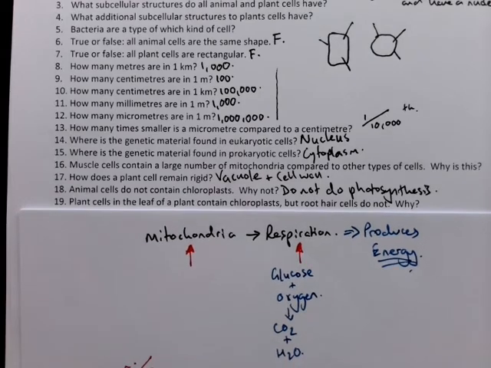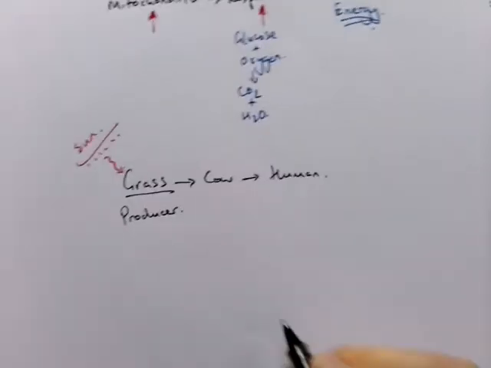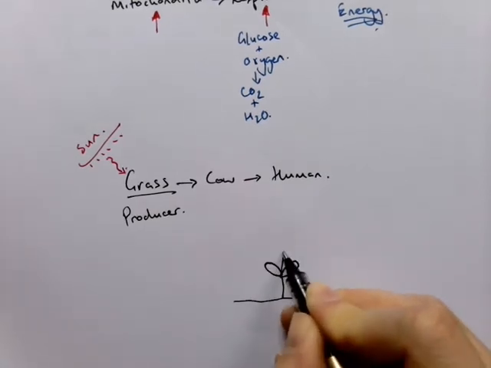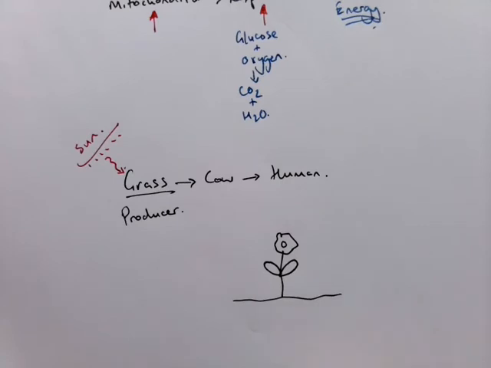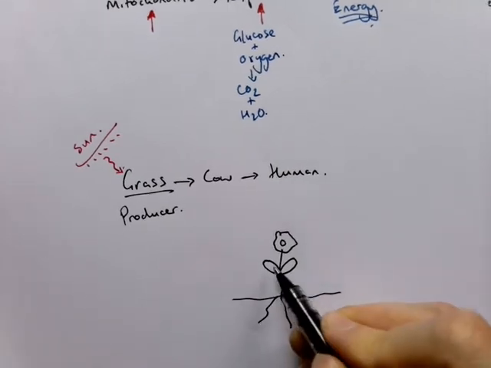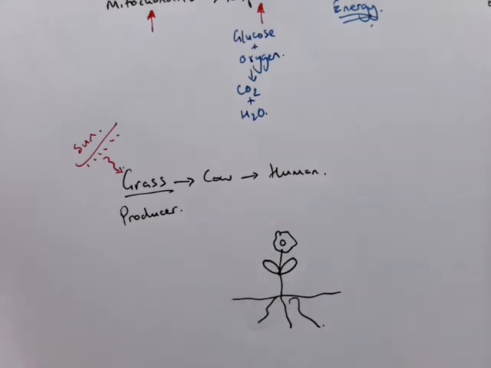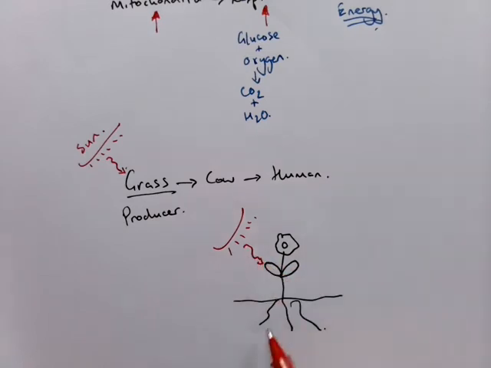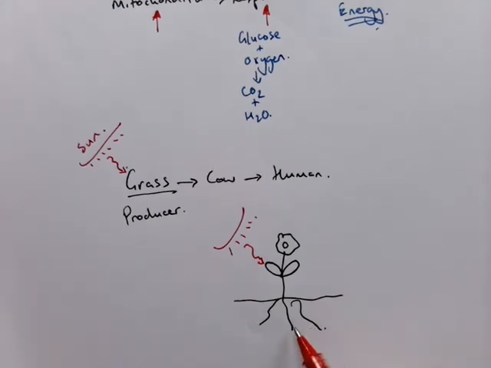Plant cells in the leaf of a plant contain chloroplasts, but root hair cells do not. Why? Well, because root hair cells are underground. There's no sun underground. So if you've got a plant here, like this, these cells here can do photosynthesis because they're exposed to the sun. Whereas the root hair cells, they don't get any sunlight. They don't need any chloroplasts. If there were chloroplasts in the root hair cells, it would be a waste of space because they're not going to get any sunlight.